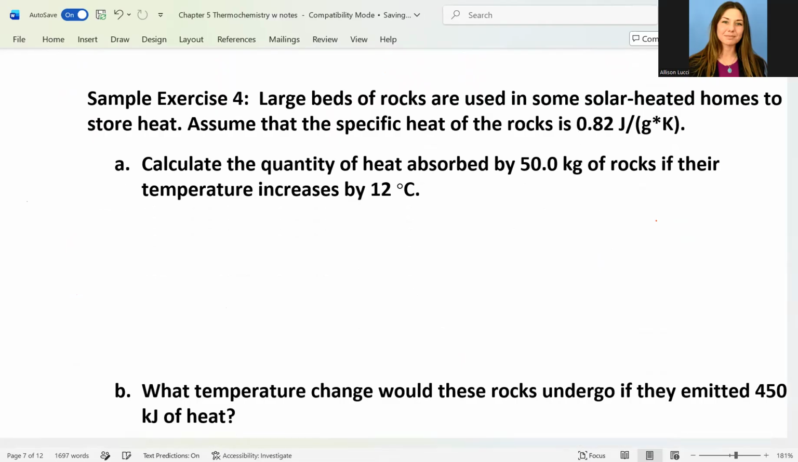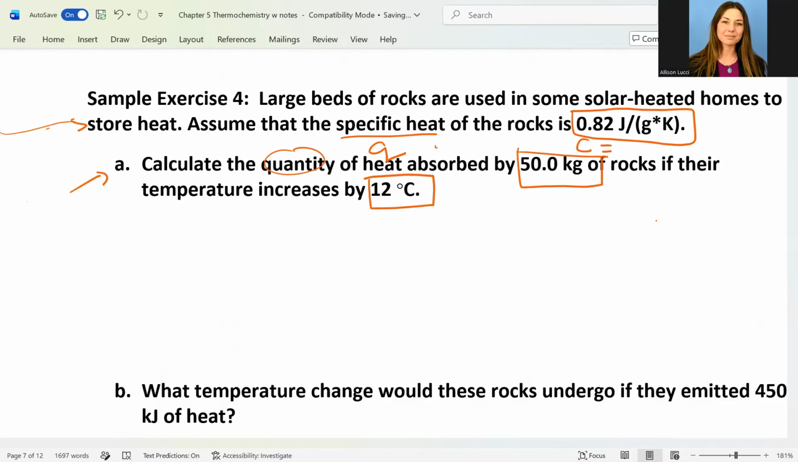We're told that we have a large bed of rocks, and this is used in solar heating homes to store heat. That's the purpose of these large rocks. We want to assume that the specific heat capacity, the C of our rocks, is equal to 0.82 joules per gram Kelvin. And we're asked in part A to calculate the quantity of heat, the Q, that would be absorbed by 50 kilograms of rocks if their temperature were to be increased by 12 degrees Celsius.